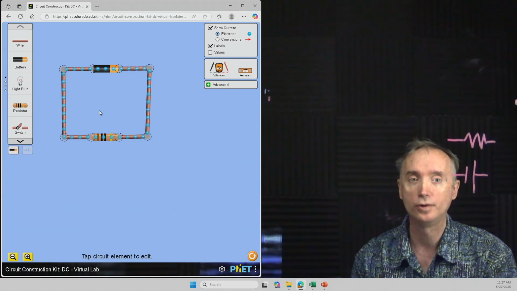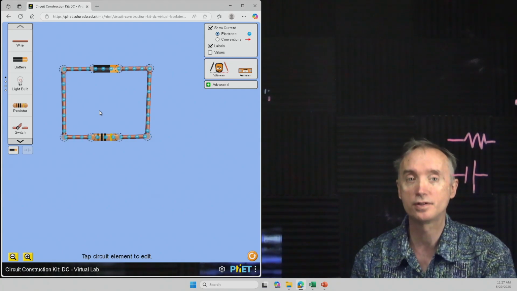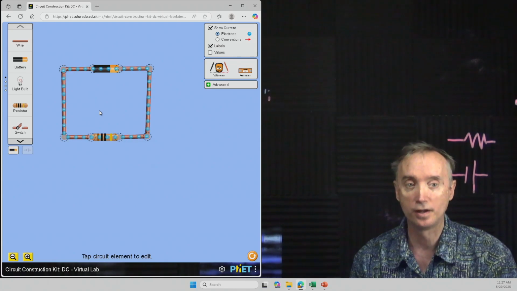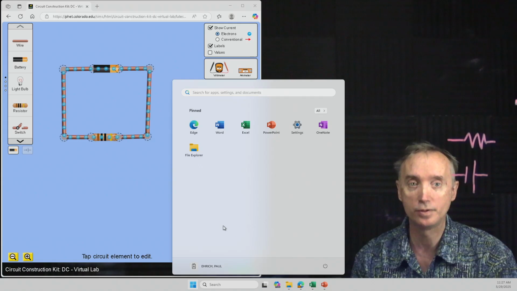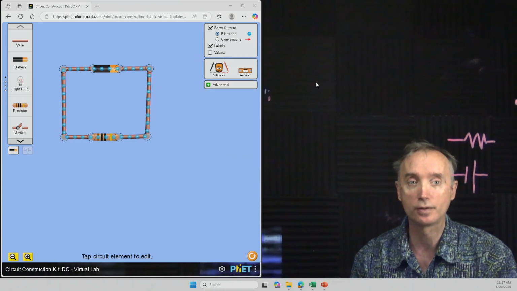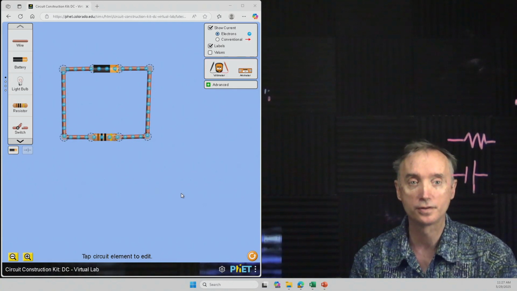So now we have made a circuit, and in the lab it says to take a snippet of it. So you're going to go down here and click on this and then type in the word snip, and then you're going to find that software for it, and then you're going to take a picture of the screen, and then you're going to embed it into the lab.